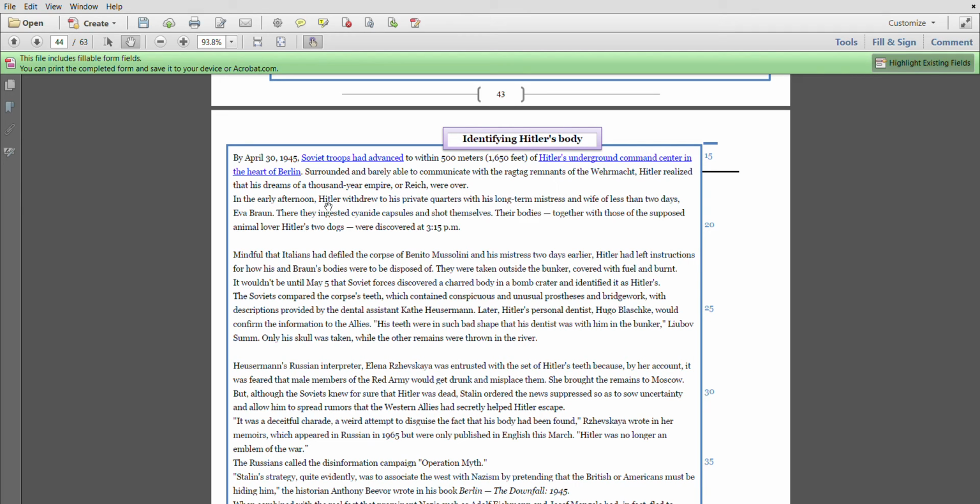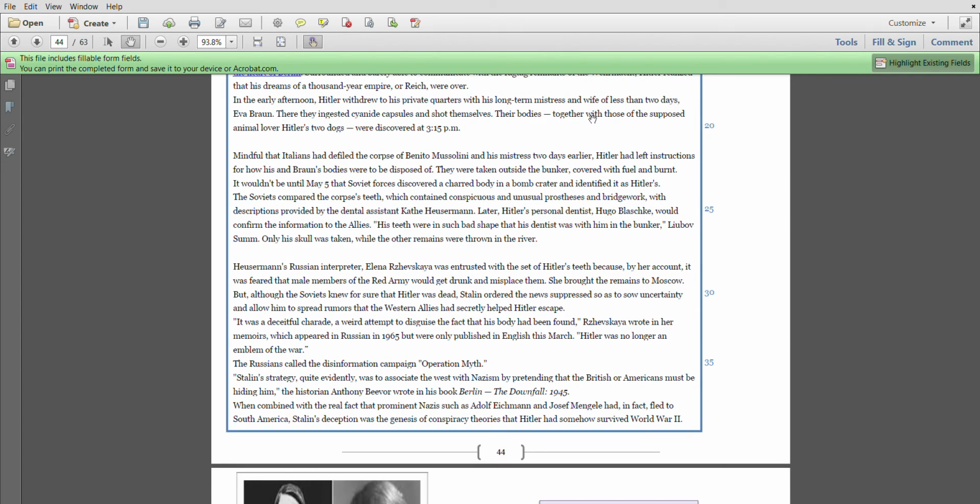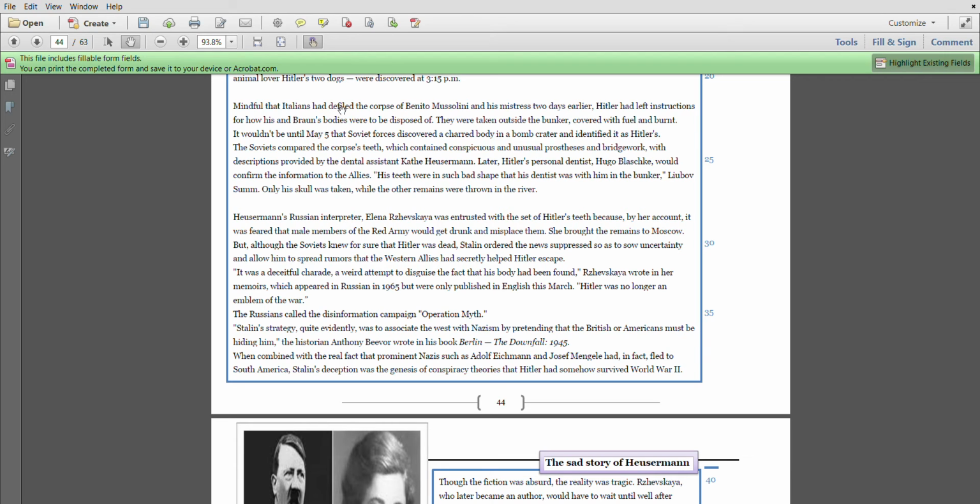In the early afternoon, Hitler withdrew to his private quarters with his long-term mistress and wife of less than 2 days, Eva Braun. There they ingested cyanide capsules and shot themselves. Their bodies, together with those of the supposed animal lover, Hitler's 2 dogs, were discovered at 3:15 p.m. Mindful that Italians had defiled the corpse of Benito Mussolini and his mistress 2 days earlier, Hitler had left instructions for how his and Braun's bodies were to be disposed of. They were taken outside the bunker, covered with fuel, and burnt.